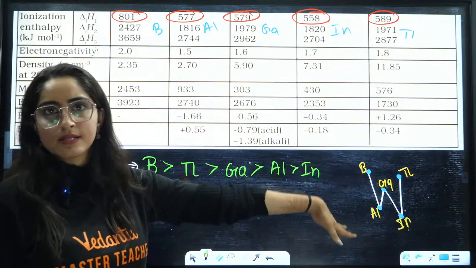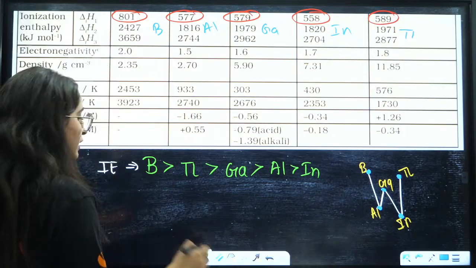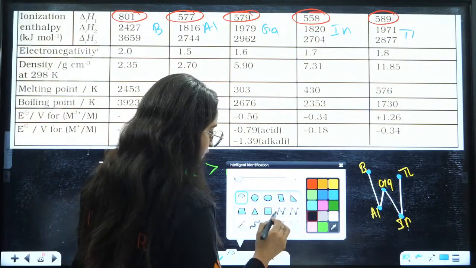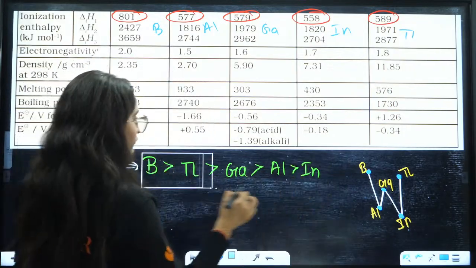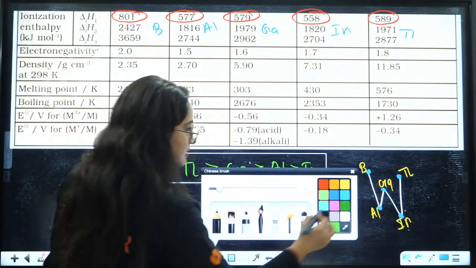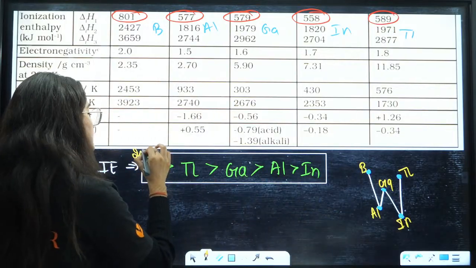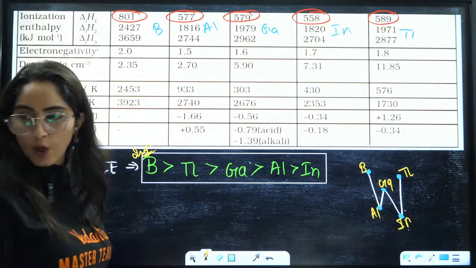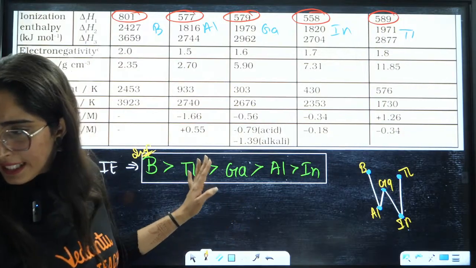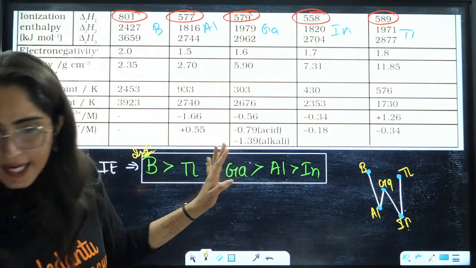Okay, understood this thing? This is how you need to remember. This is a very, very important trend, right? This is for first ionization energy. Okay, this has been frequently asked to you, right?